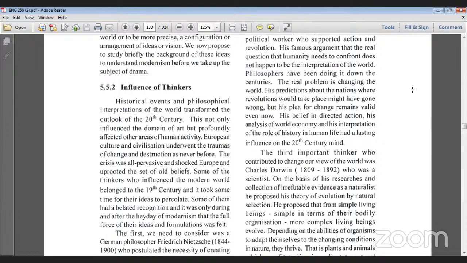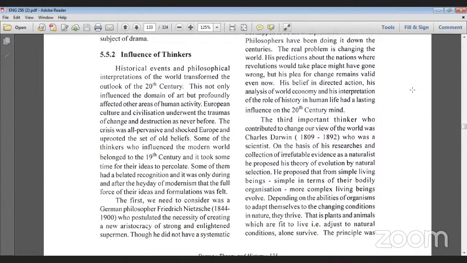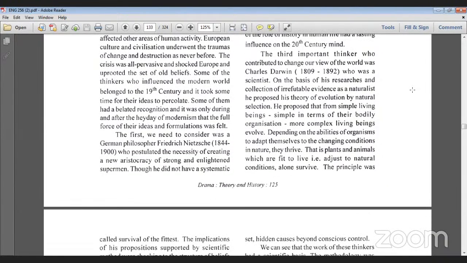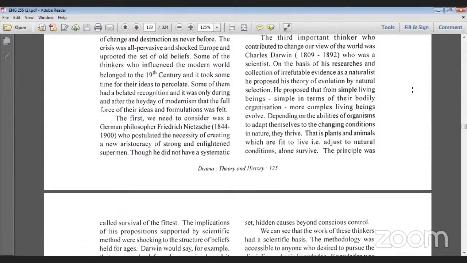Okay. That is, some thinkers at that time drew the conclusion that it belongs to the 19th century, the modern thing, and this concept is on it. Okay. And it took some time for their ideas to percolate. Some of them had a belated recognition, and it was only during and after the heyday of modernism that the full force of their ideas and formulation was felt.